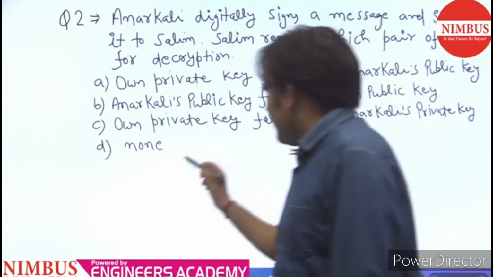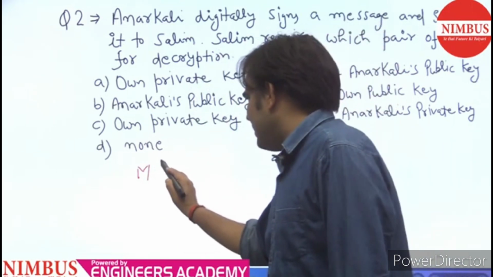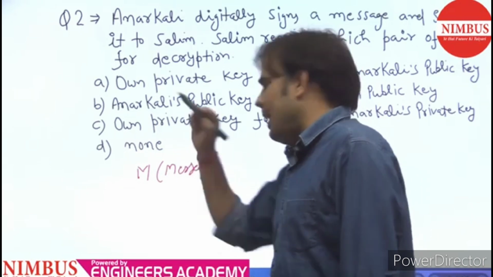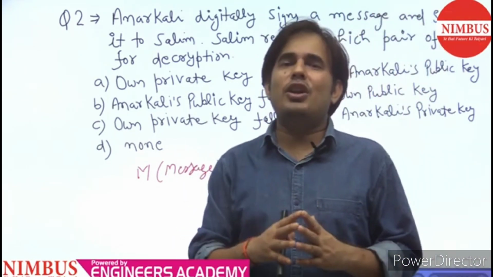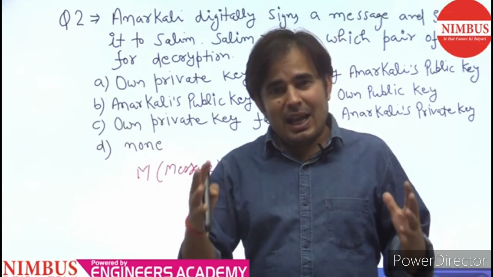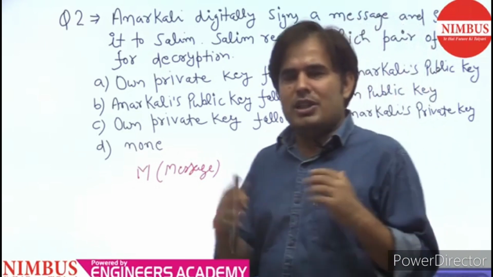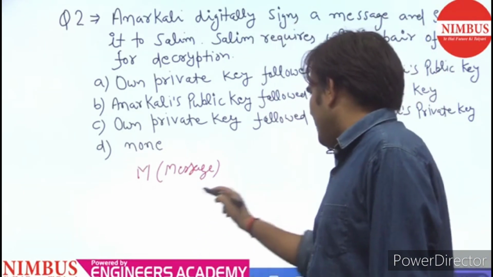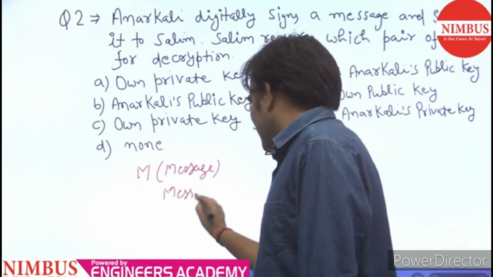Suppose we have a message, and we denote the message by M. To form a digital signature, first we need a hash function. First we need a message digest. How can you get the message digest?